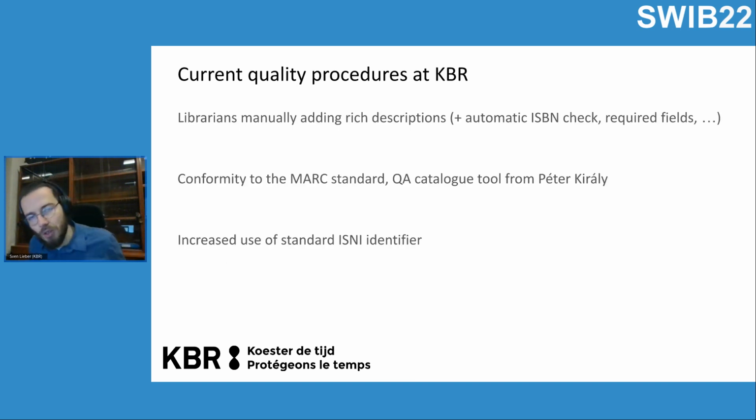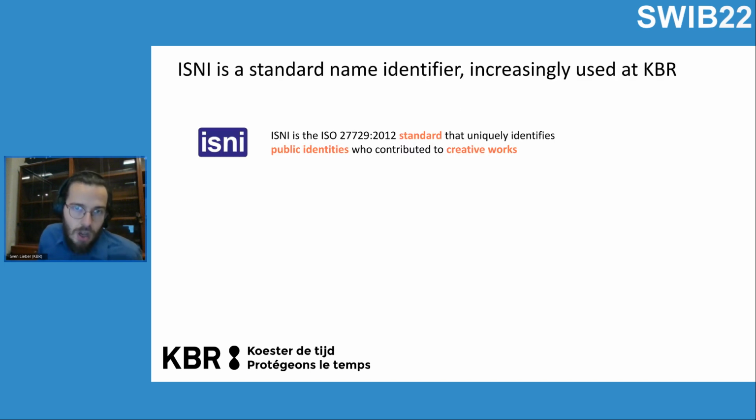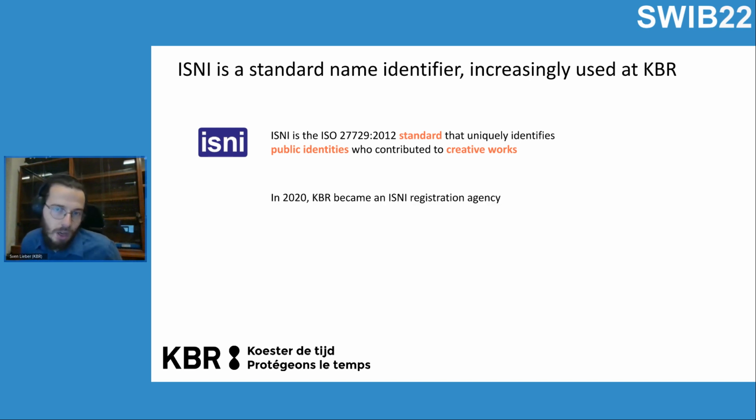Of course, we also would like to increase the quality of the existing data we have. One important work is the use of standard ISNI identifiers. So ISNI is a standard name identifier and is increasingly used at KBR to describe public entities contributing to creative works. This is an ISO standard, and in 2020, KBR became an ISNI registration agency, just meaning that we can also issue and give out ISNI identifiers.